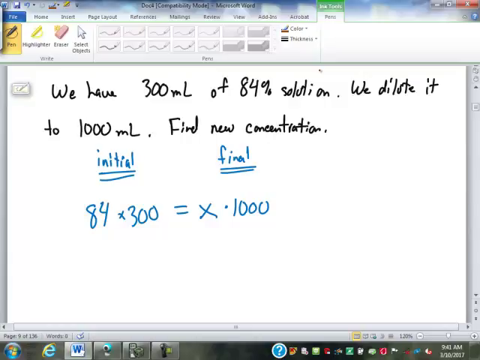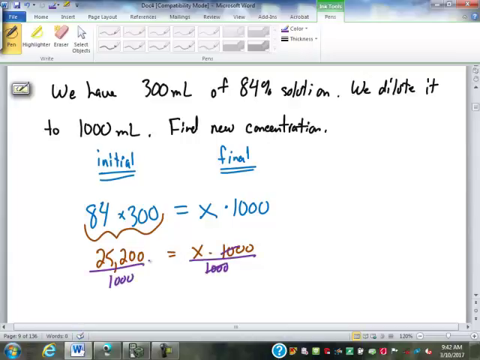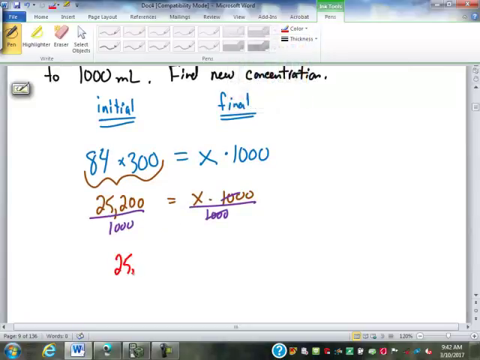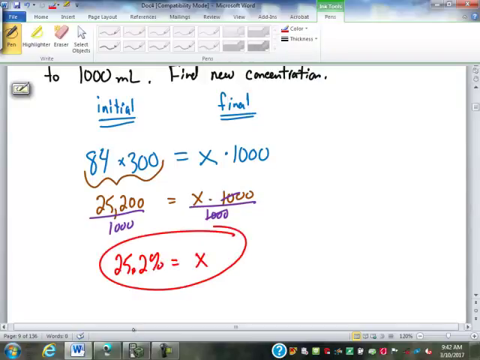So to solve this, we're going to multiply the 84 times 300. Ooh, that's 25,200. And then, of course, we're going to solve the equation by dividing by 1,000. So 25,200 divided by 1,000 is 25.2. That is a percent. So that's been diluted to 25.2%.